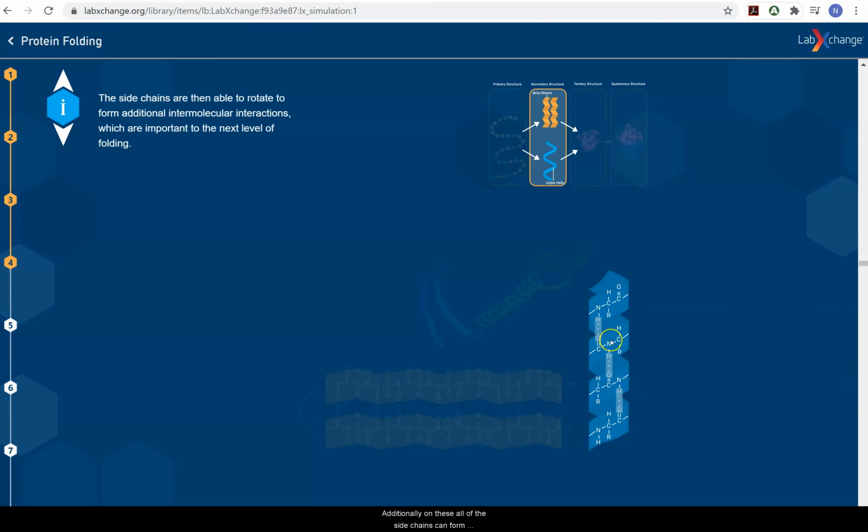Additionally, on these, all of the side chains can form other intermolecular interactions because all the side chains from the alpha helices are pointing out from the helix.